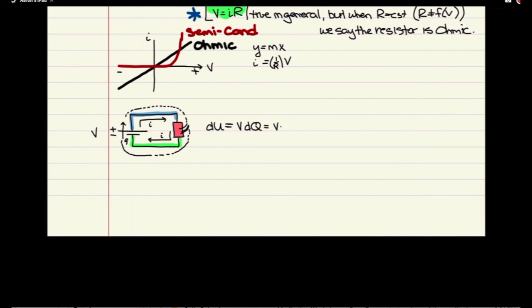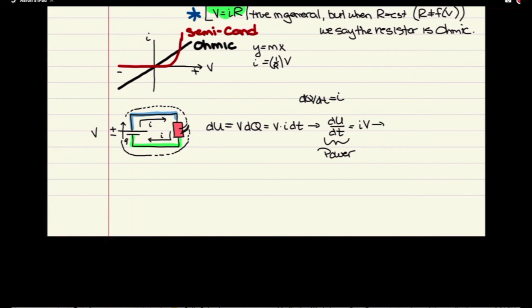But in this case, we have a relationship between Q, the current, and time, where if dq/dt is I, then dq is just I dt. Then I can divide both sides by dt, and I get the derivative of energy as a function of time is equal to I times V. How energy changes with time, that is indeed just power.